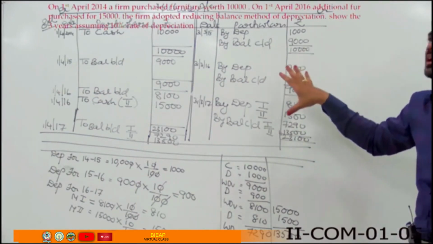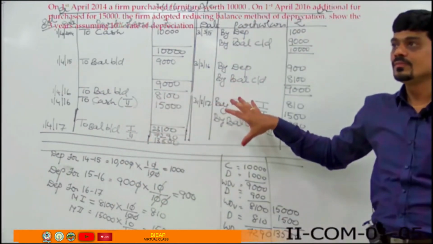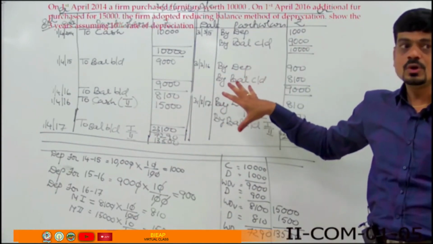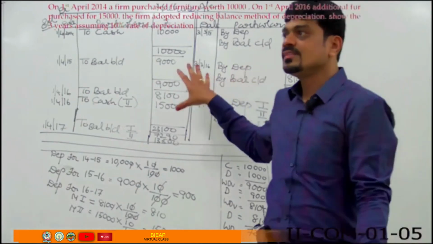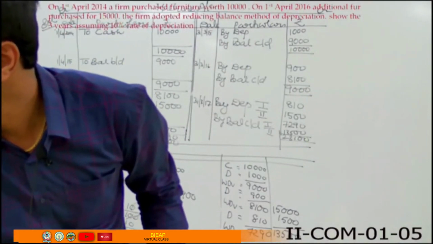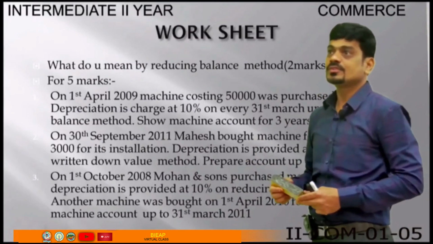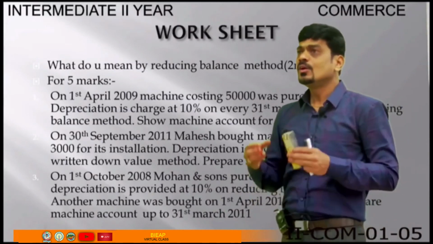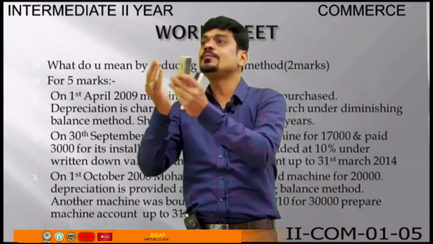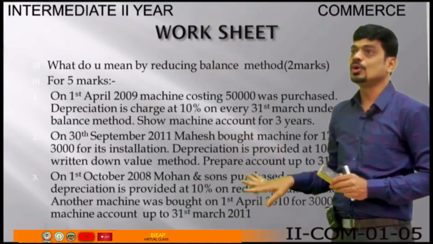Okay. Similarly, I am going to give you a few assignments even in this method. So let us come to the assignments now. As I said, I'll give you the worksheet. After teaching you the two problems of diminishing balance method, you can practice the problems which I gave you in the straight line method. You can convert them into diminishing method and practice. So here is the worksheet for you all, dear.